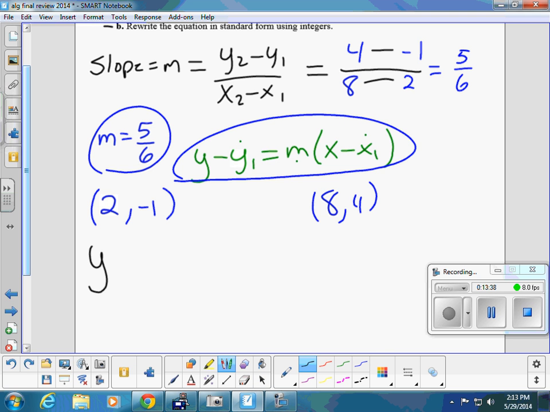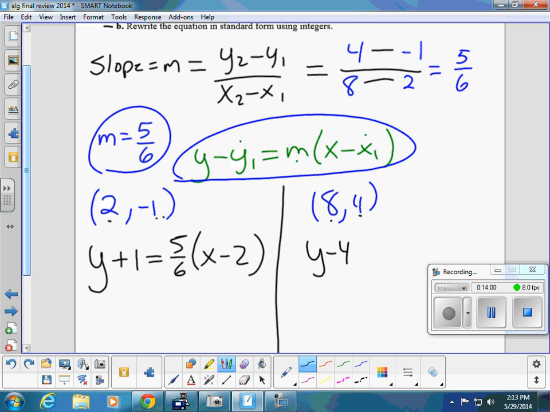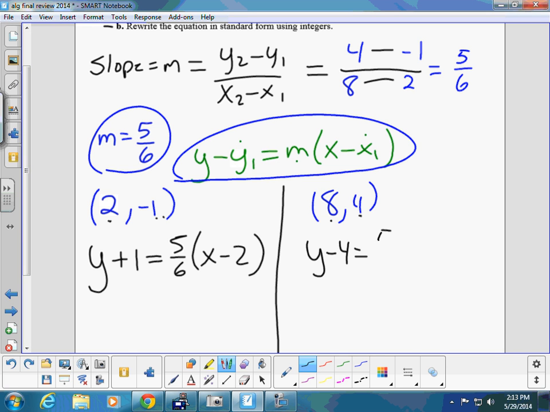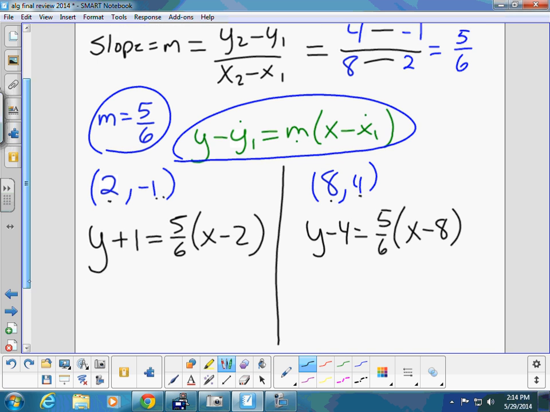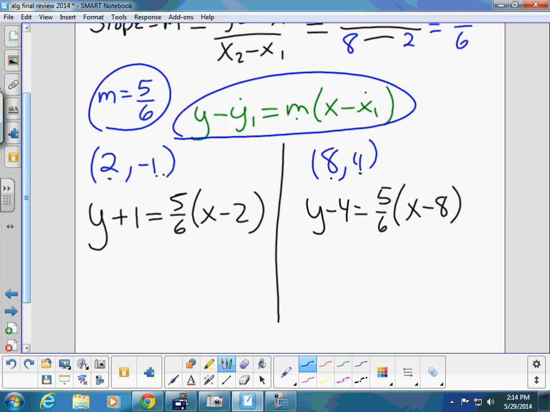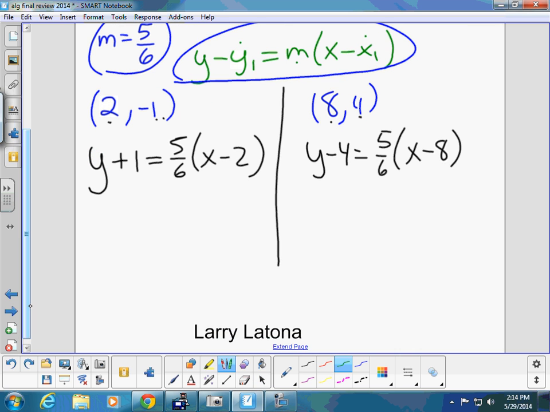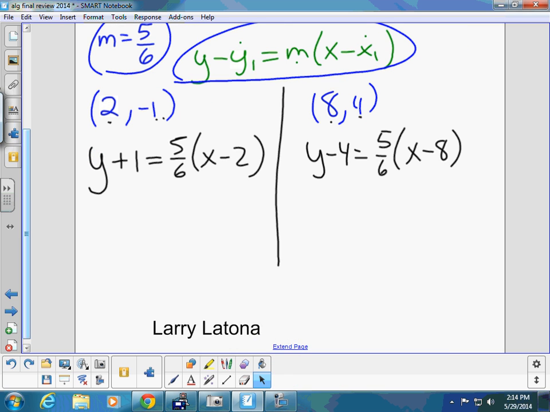So it's y minus, well, we're going to minus 1, so it's really plus 1, equals 5/6 times x minus 2. I got those numbers from right here. Now over here, I'm going to do the same thing, but I'm going to use this ordered pair. My y is 4, and my x is 8. So y minus 4 equals the same slope, 5/6, times x minus 8. Okay, so that's the answer to put it in point slope form. The next step is going to ask you for slope intercept form. And I'm not sure why this is here.